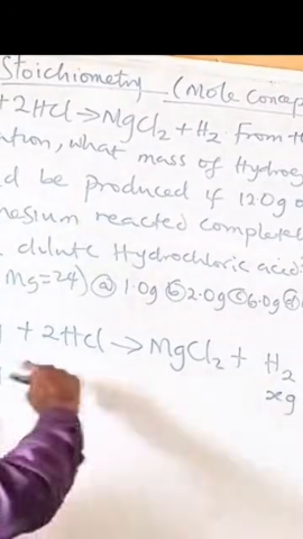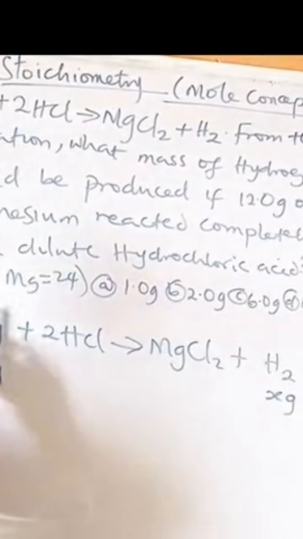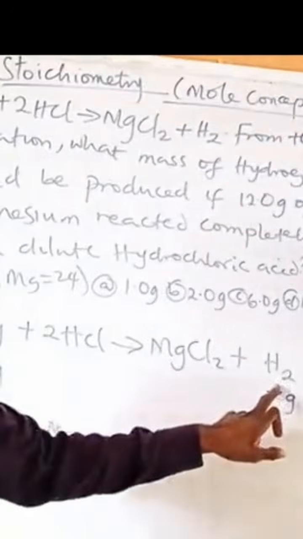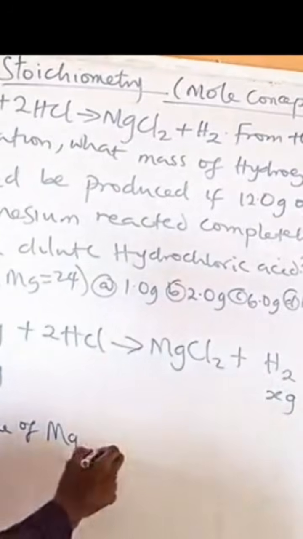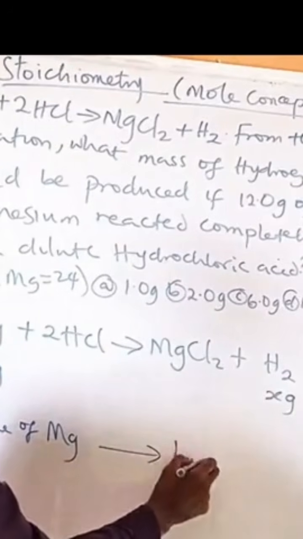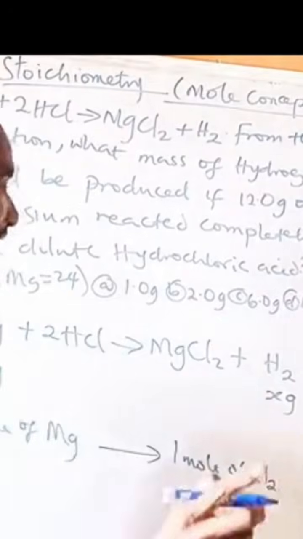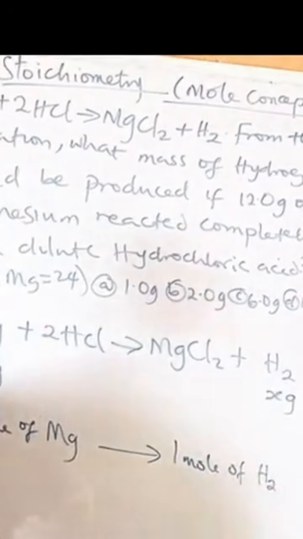But before we do that, from this balanced equation, how many moles of magnesium do we have here? 1 mole. So you have 1 mole of magnesium reacting with 2 moles of this to give 1 mole of hydrogen gas. So 1 mole of magnesium liberates 1 mole of hydrogen gas. That's H2. So if that is the case, we need to know the number of moles of this magnesium.